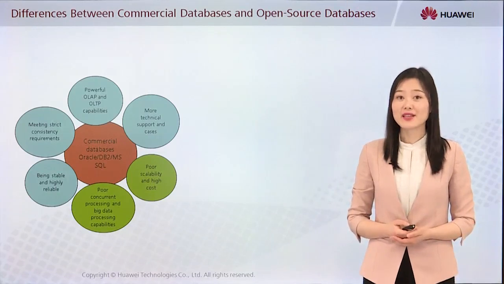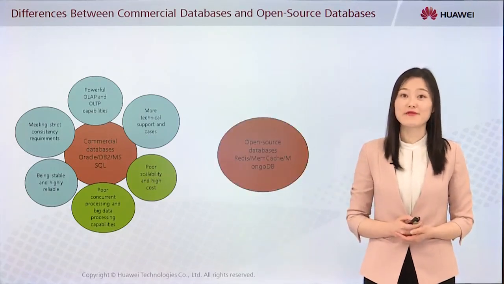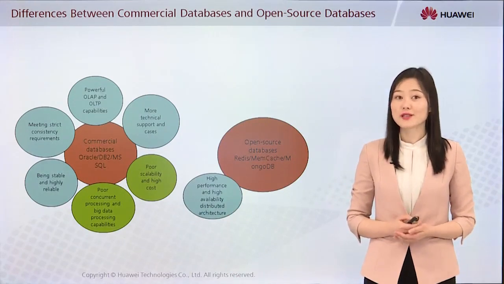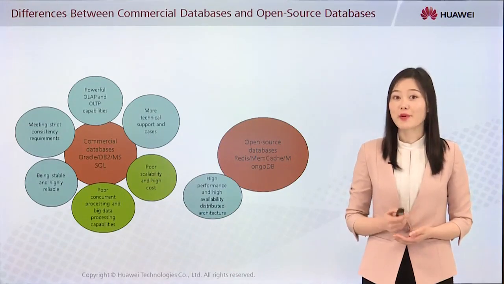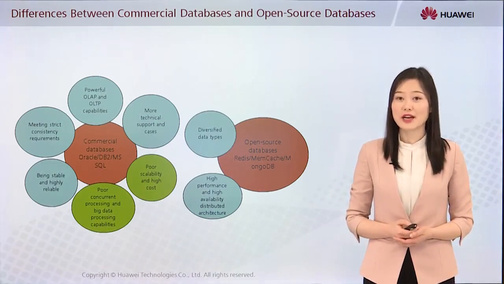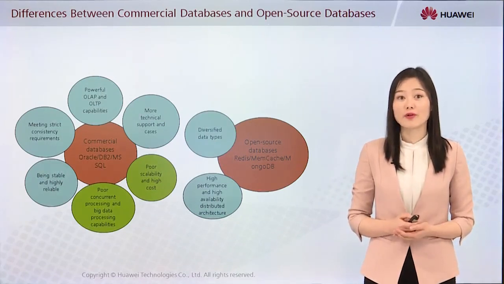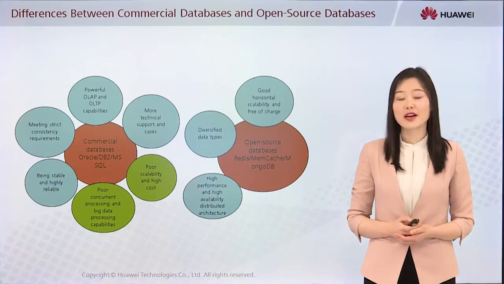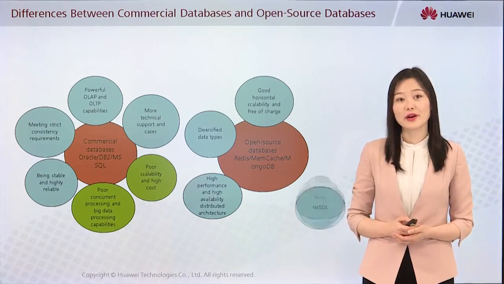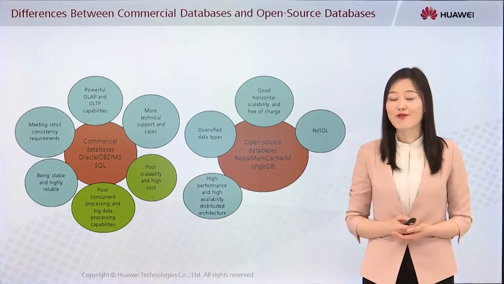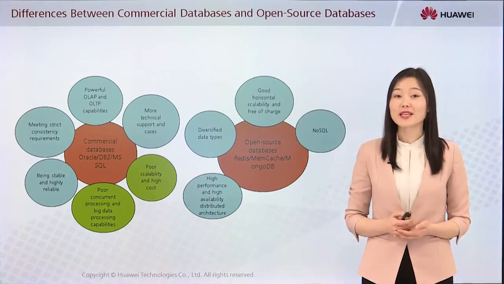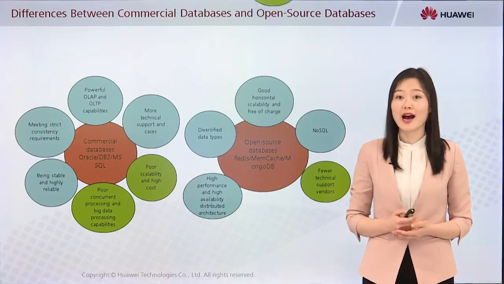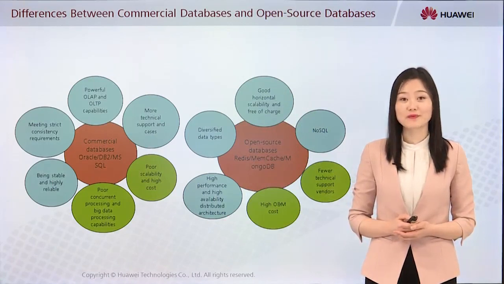On the other hand, open source databases feature high performance and high availability. With a distributed architecture, they support diversified data types and have good horizontal scalability. Additionally, they are free of charge and are not only SQL. The disadvantages of open source databases include fewer vendors can provide technical support and high operation and maintenance cost.